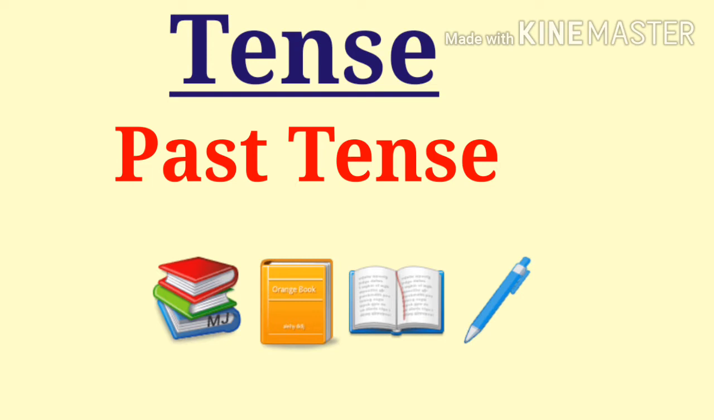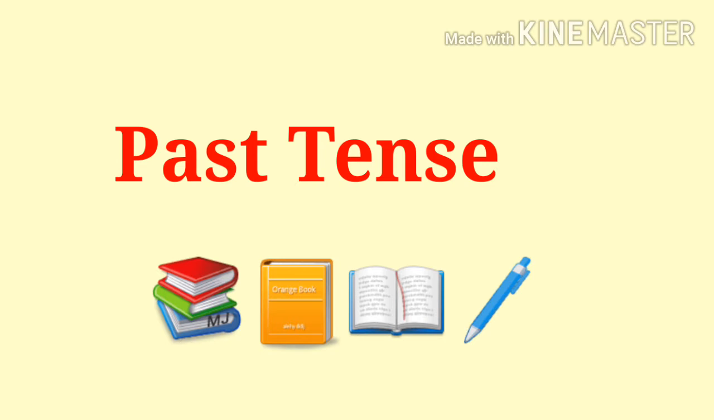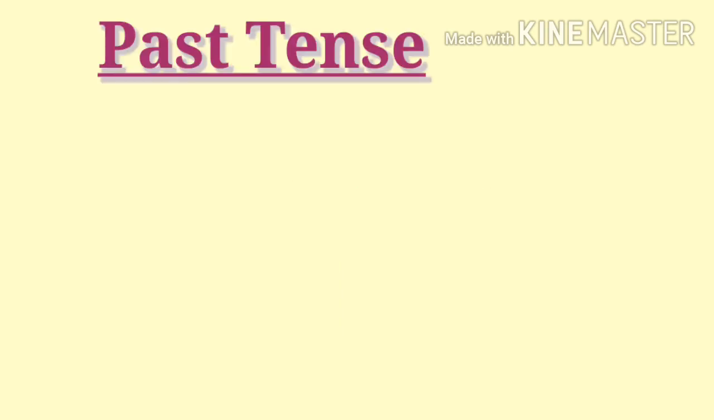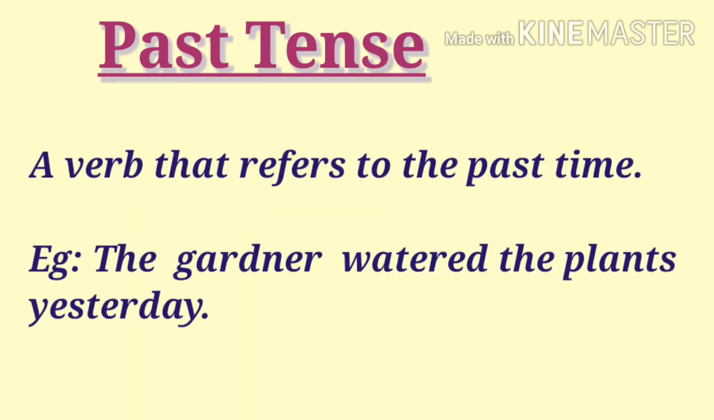First of all, I'll tell you the meaning of past tense. Past tense describes the actions of the past. The literal meaning: a verb that refers to the past time. For example, the gardener watered the plants yesterday.